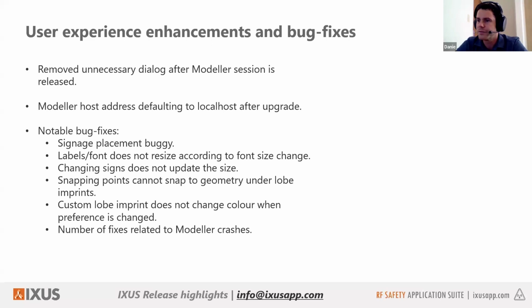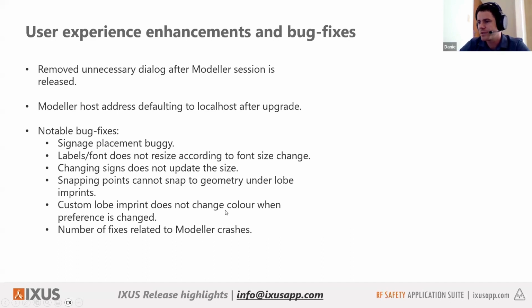Changing signs does not update the size. So if you had a very small sign and you changed that sign to a big sign, the sign would shrink to the previous size. That's fixed. Snapping points cannot snap to geometry under the lobe imprint. So you can now place things on the lobe imprint and it will simply place it on the geometry that's below the lobe imprint.